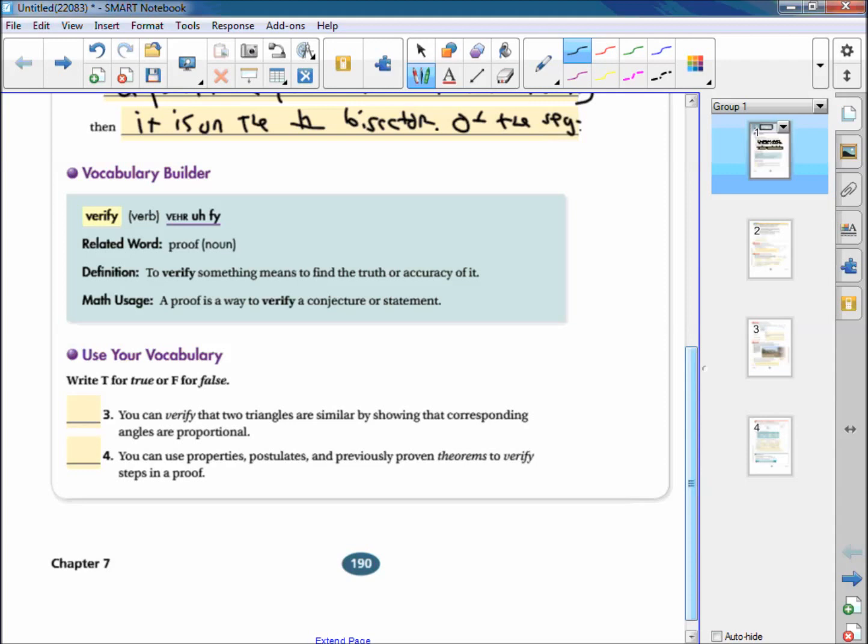You can verify that two triangles are similar by showing their corresponding angles are proportional. And this is false. Remember, the angles have to be congruent and the sides have to be proportional. Number 4, you can use properties, postulates, and previously known theorems to verify steps in a proof. And this is true. This is how we go about proving something in geometry.